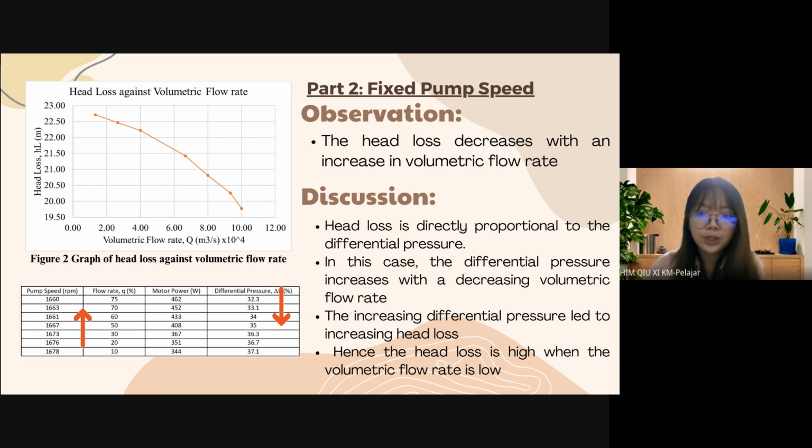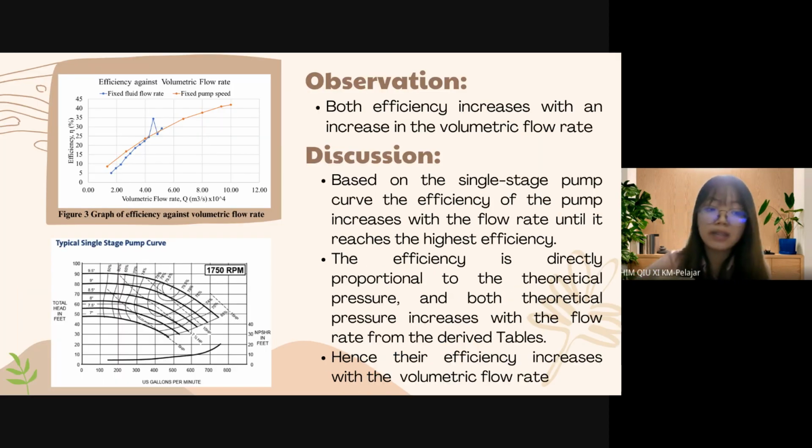For the second graph, it shows the relationship between head loss and flow rate when the pump speed is fixed. The graph shows an inversely proportional relationship between head loss and flow rate, which is different from the result we got just now. It might be because the head loss is directly proportional to the differential pressure, and in this case, the differential pressure increased with a decreasing volumetric flow rate, as shown in the table below. And the increasing differential pressure will lead to an increase in head loss. Hence, the head loss is high when the volumetric flow rate is low.